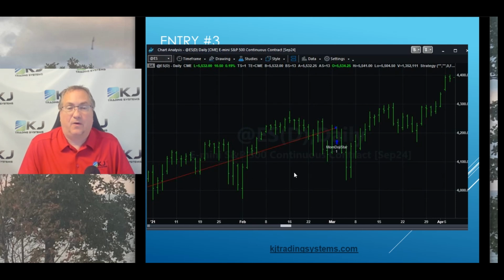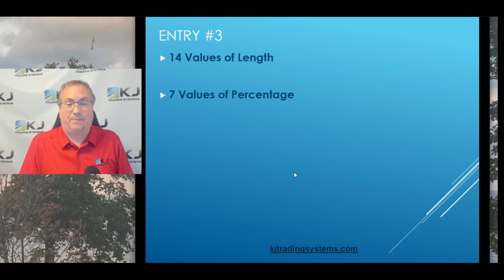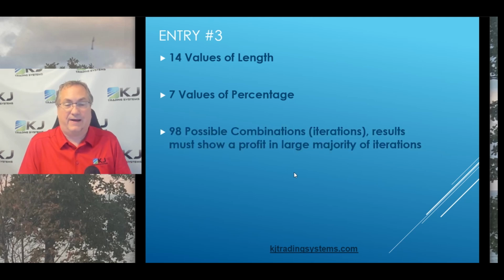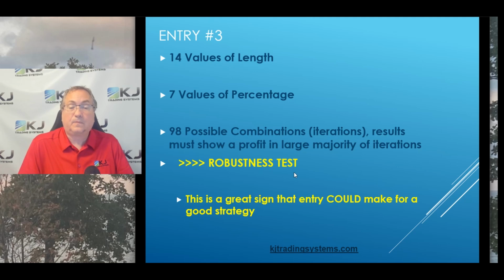This really doesn't tell you a whole lot, unfortunately. But I used 14 values of length and 7 values of the doji percentage. So I had 98 different iterations. What I'm doing here is trying to see how many of those 98 actually make money over the test period. And if they do, hey, that's a good sign that maybe this is a good strategy. Maybe it's worthy of further testing.